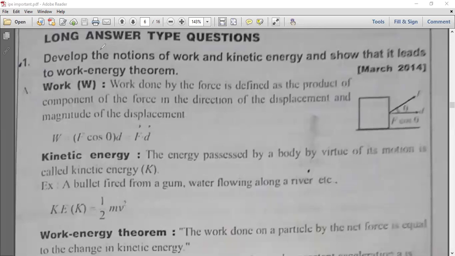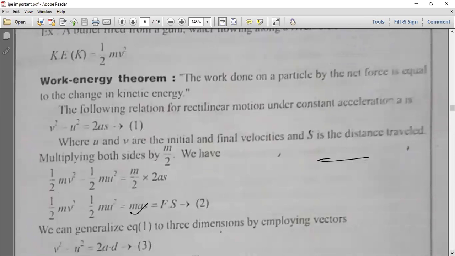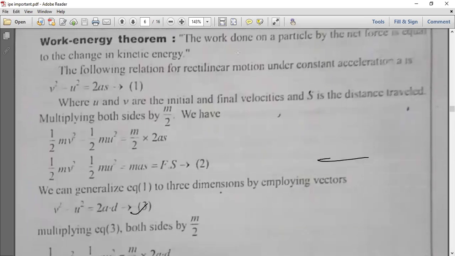Okay, next, kinetic energy. What is kinetic energy? Just write the definition: the energy possessed by a body by virtue of its motion. Examples are a bullet fired from a gun, water flowing along a river, and K is equal to half m v square. Okay, these two definitions you write. Next, now the work energy theorem. What is the work energy theorem? This theorem gives you the relation between work and kinetic energy. So let's see how it is.